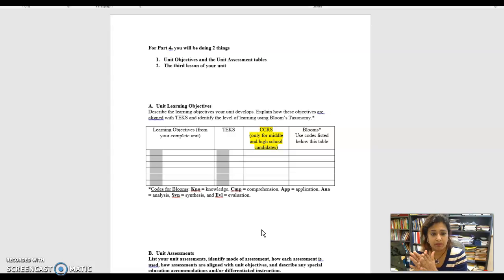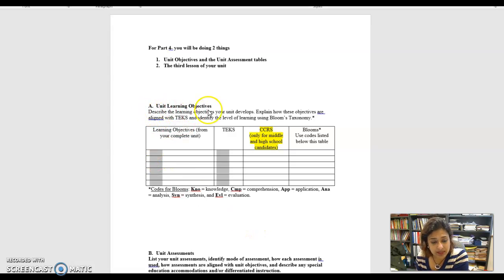So for part 4, you are doing two things. You are doing the unit learning objective tables and the unit assessment tables. And then you are doing your third lesson. Now the third lesson could be your first lesson or the third lesson, whichever one is the one you're missing from your part 3.